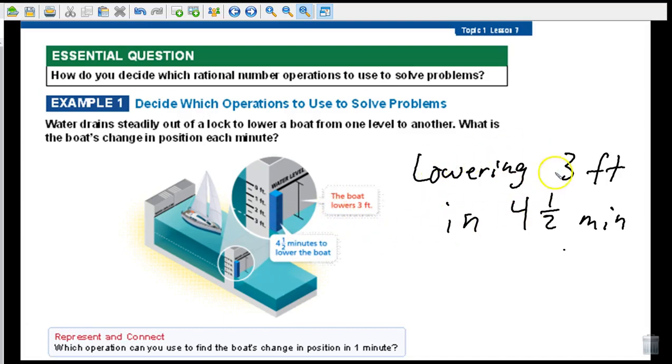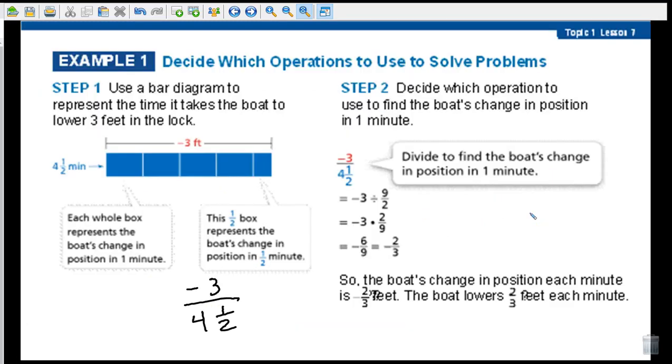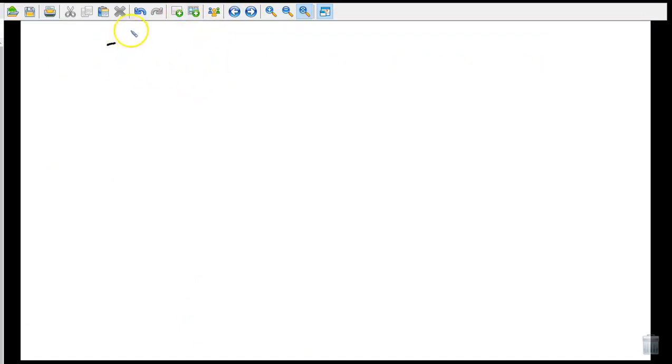You know all your information and you should know what you're doing by now. So we move on. Use a bar diagram if you want. It splits it up. But like I said, we're dividing -3 because it's lowering, it's going down. So it's -3 by 4.5. So we can write that out. Let's give us some more space. We've got -3 divided by 4.5. So this would also equal -3 divided by 4.5.